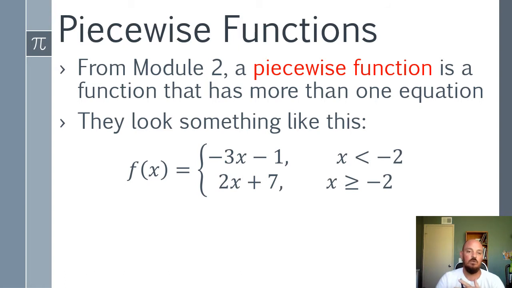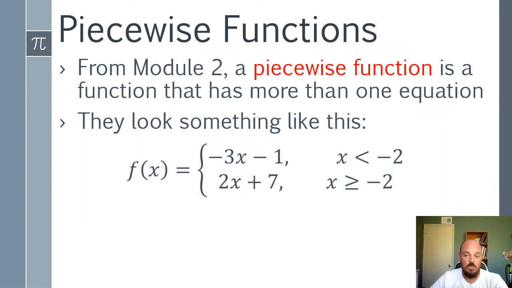So basically what this is saying is sometimes f of x equals negative 3x minus 1, but sometimes it doesn't. Sometimes f of x equals 2x plus 7. So you have two different equations here. A piecewise function can have more than two. You can have 3 or 5 or 10 equations, but this one has 2.